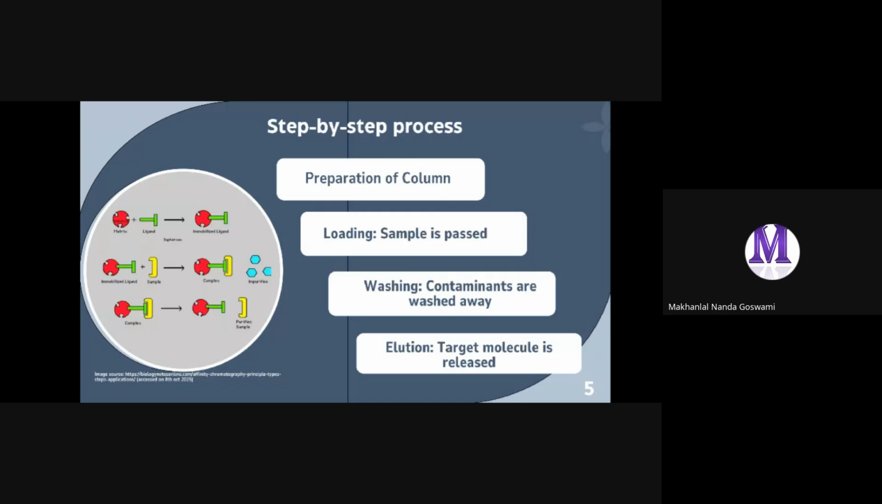Fourth and the last is your elution. Target substances bind specifically but reversibly and are removed by using elution. So this is performed specifically using a competitive ligand or by changing the pH, ionic strength, and polarity. So the target protein is collected in a purified and concentrated form.